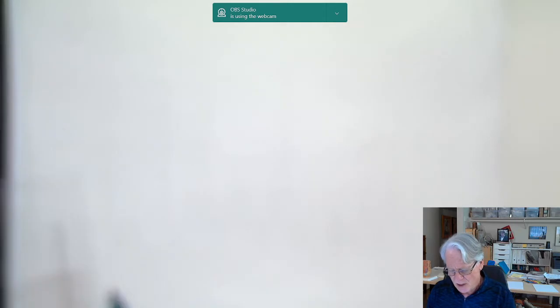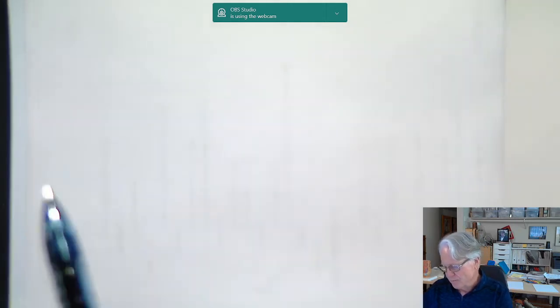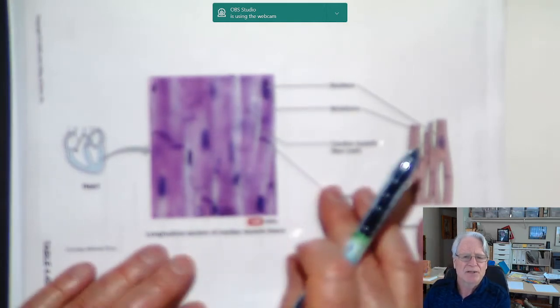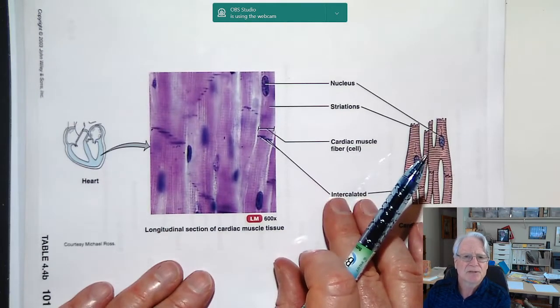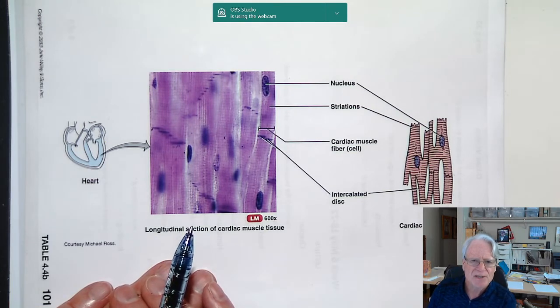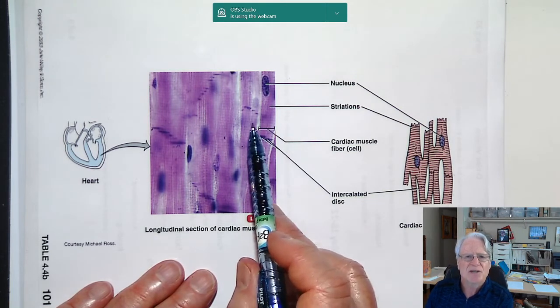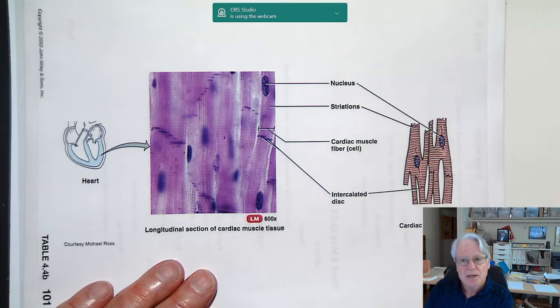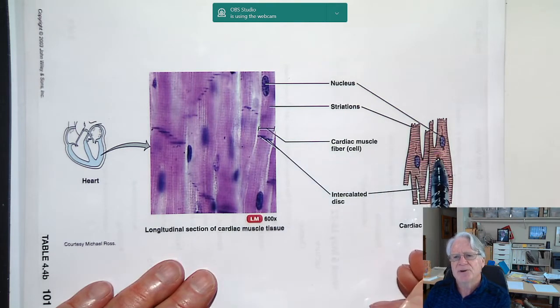And of course, the final type of muscle tissue that we see is found only in the heart. And this is cardiac muscle tissue. As soon as it comes into focus, there we go. And it's somewhat similar to skeletal muscle in that you see the striations, not as strongly, but they're there. And you can see them more clearly in the drawing itself.